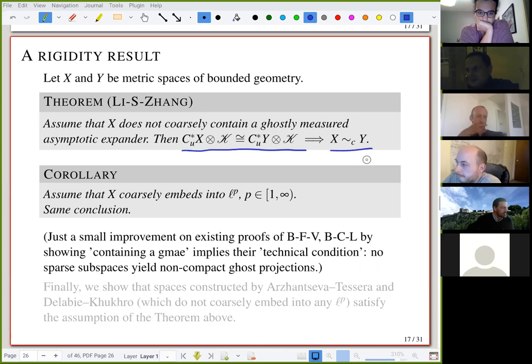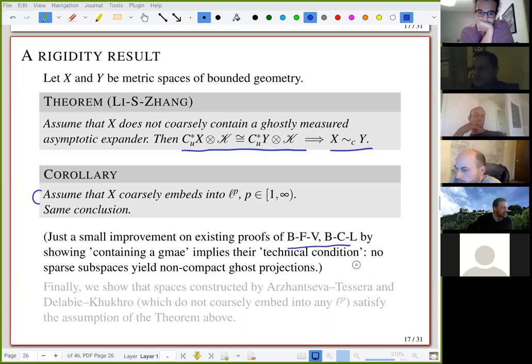So now the question is whether this is in any way better than the coarse embeddability into L2. To answer that, we do show, using the usual arguments, that if something is a ghostly measured asymptotic expander, then it does not embed into any LP. And hence you get this corollary that if X actually coarsely embeds into any LP, you also get this rigidity result. Now I should say, it may sound fancy, but it's really just an epsilon improvement over the existing proofs.